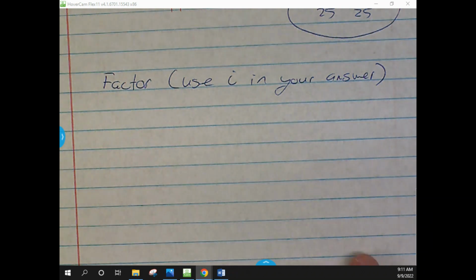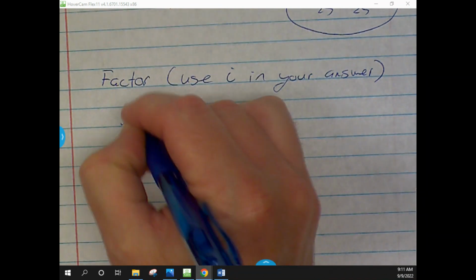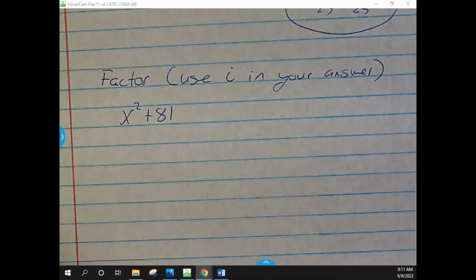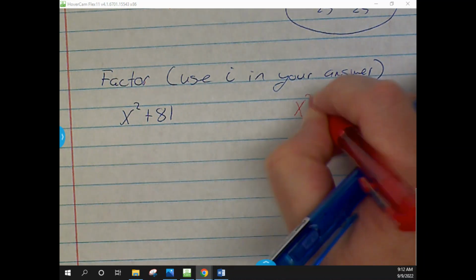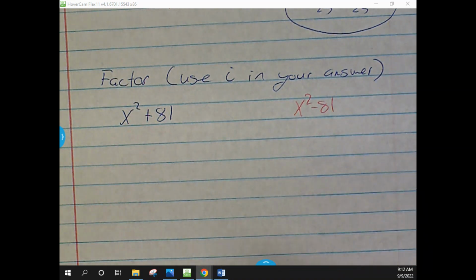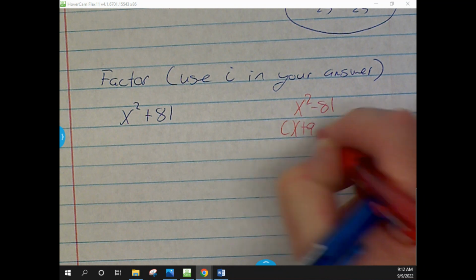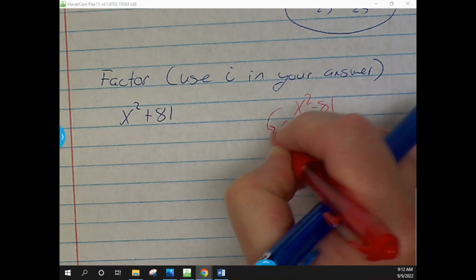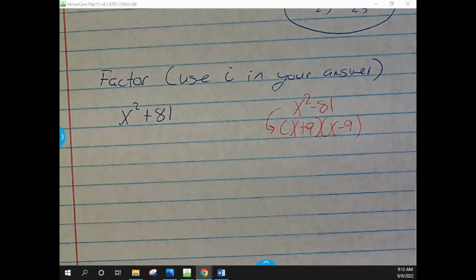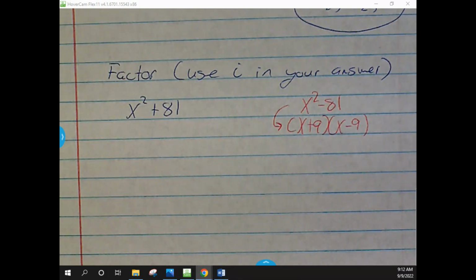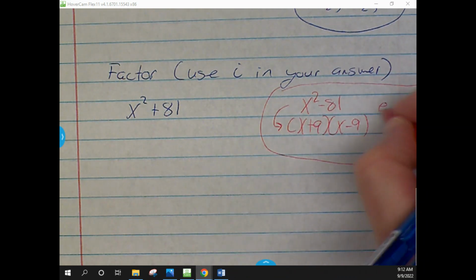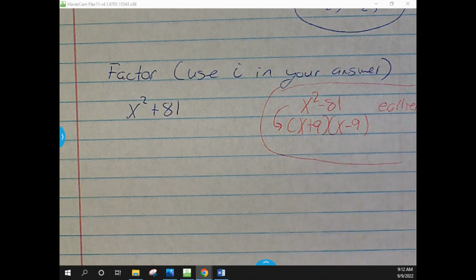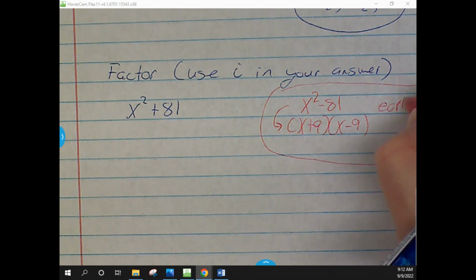Okay, again, this is going back to that question somebody asked me earlier in the week. Because remember, if it was x squared minus 81, we can make that x plus 9 and x minus 9, right? And then somebody asked me, what if it was a plus in the middle? What do we do? And I was like, all right, hold on, because we'll get back to that one. This is what we did a little earlier in the week.